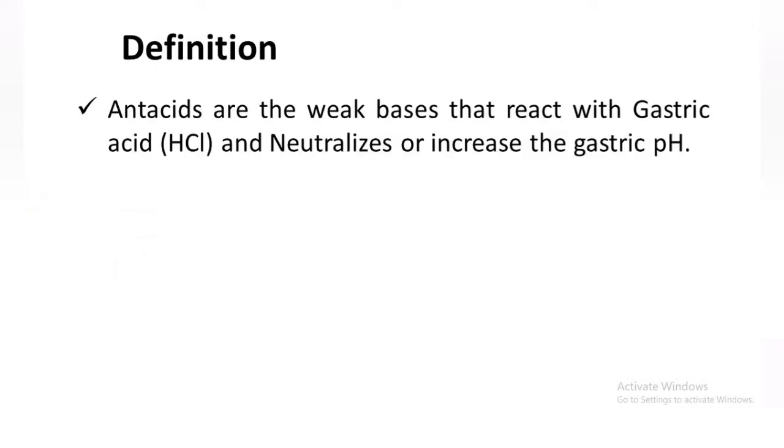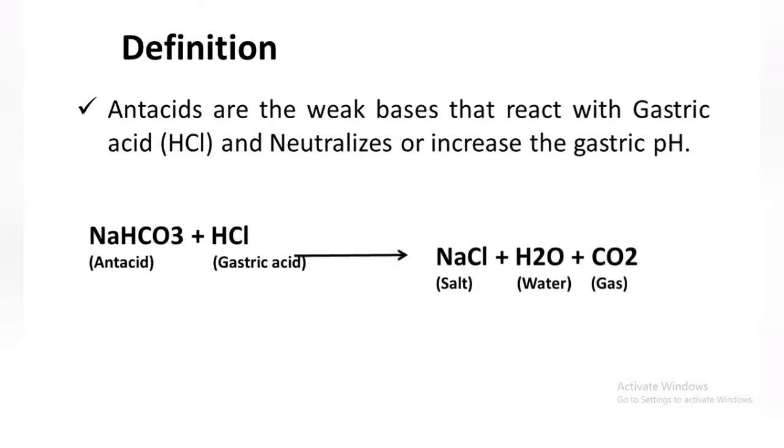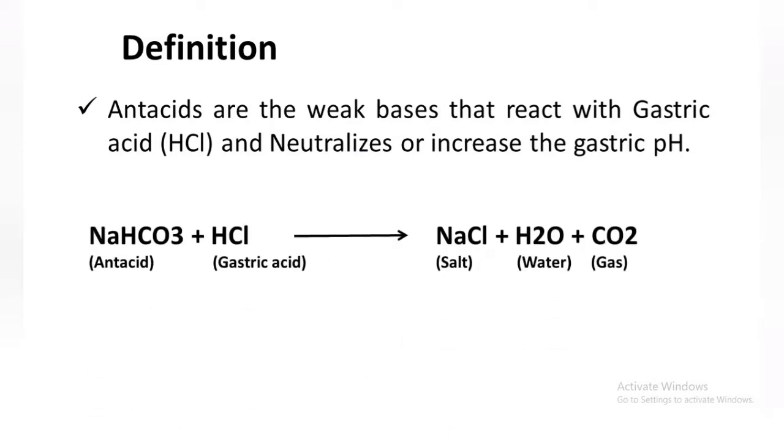Antacids are weak bases that react with gastric HCl and convert it into salt and water, resulting in increased gastric pH. In layman's terms, antacid is made up of two words, anti and acid. The chemical which shows the effect against the acid is known as antacid, or it is used for the neutralization or increasing the gastric pH.